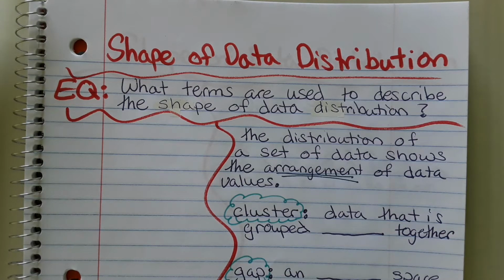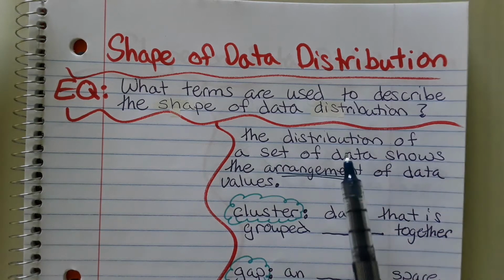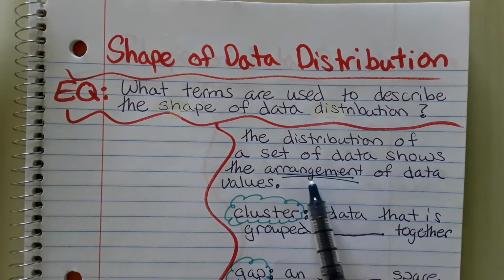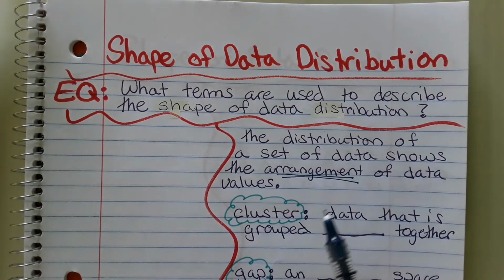Here we go. Lesson on shapes of data distribution. Our essential question is going to be, what terms are used to describe the shape of data distribution? Now, when we're saying distribution, note that we are looking for how the information is arranged, so how it is displayed. So what can we tell from that arrangement? That's what we're looking for.